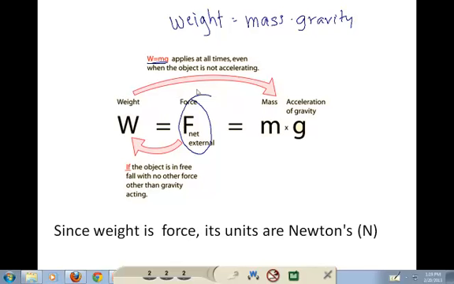But remember, weight is a force. Weight is a force. Its units are newtons, the capital N. So whenever I say, what is the weight? Weight would equal, let's say, 10 newtons. We measure units of weight in newtons.